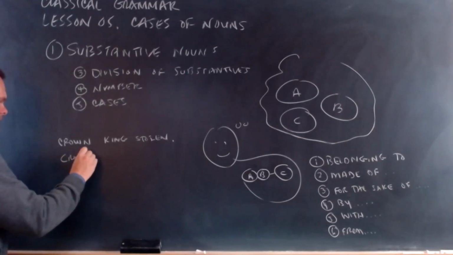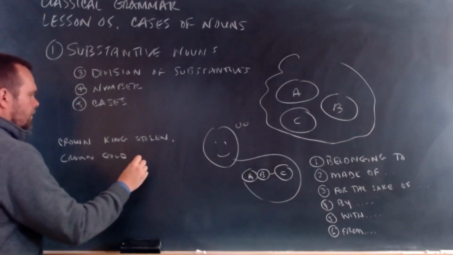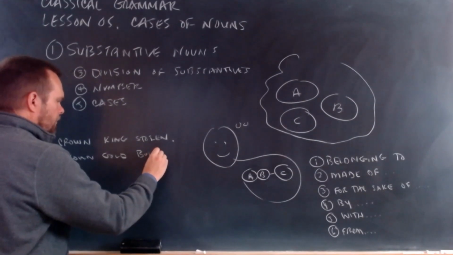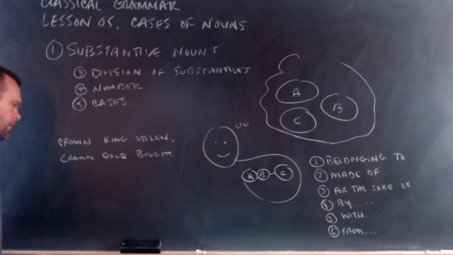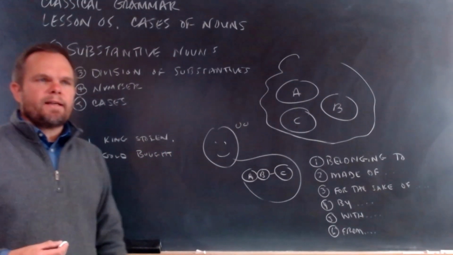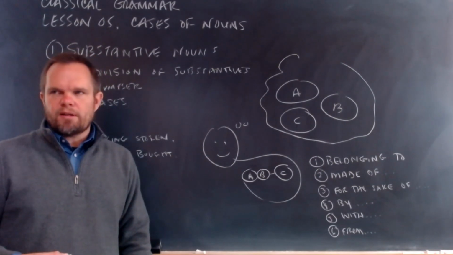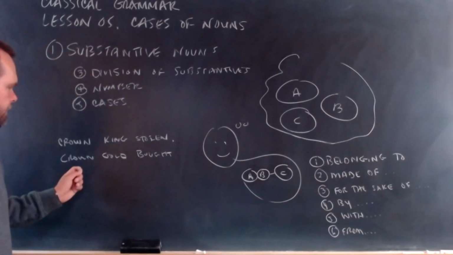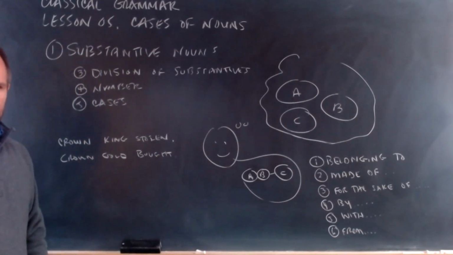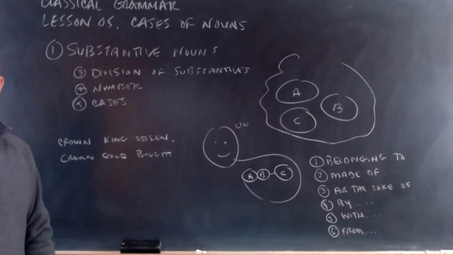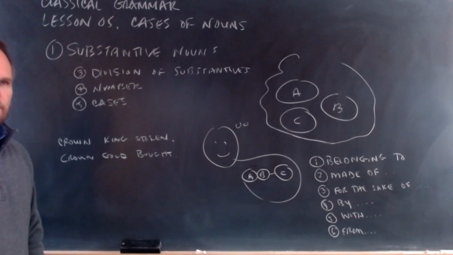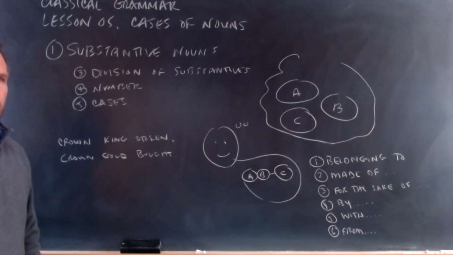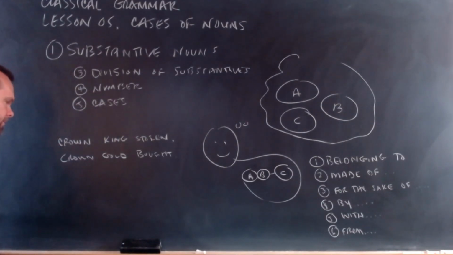If I said crown, gold, bought. Crown, gold, bought. You see how that's like caveman? It sounds like a caveman speaking, right? Crown, gold, bought. It gets the idea across. The hearer or the reader can figure out what we're probably trying to say, but it's not clear. And we don't want to communicate and leave this much to the hearer or to the reader to figure out.